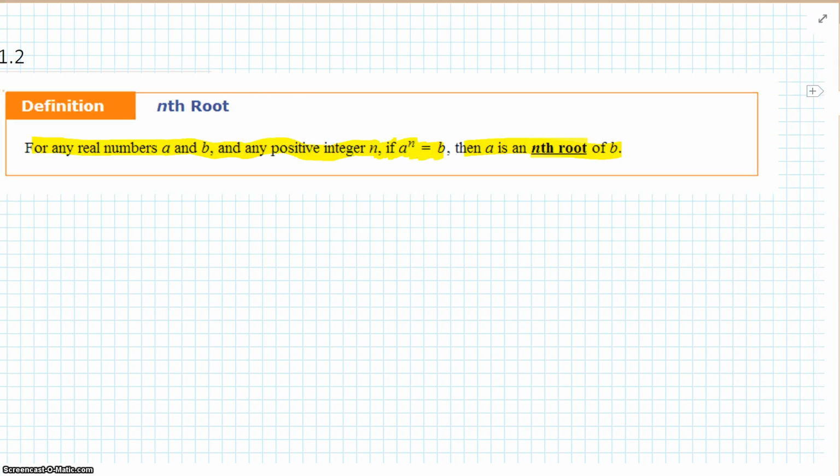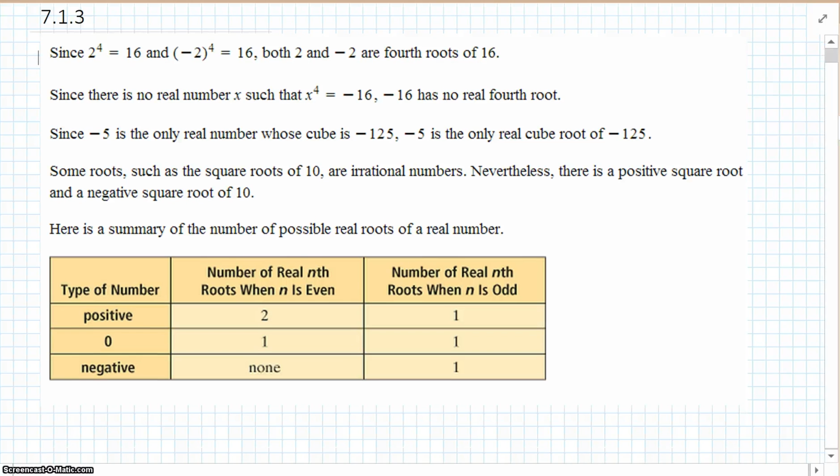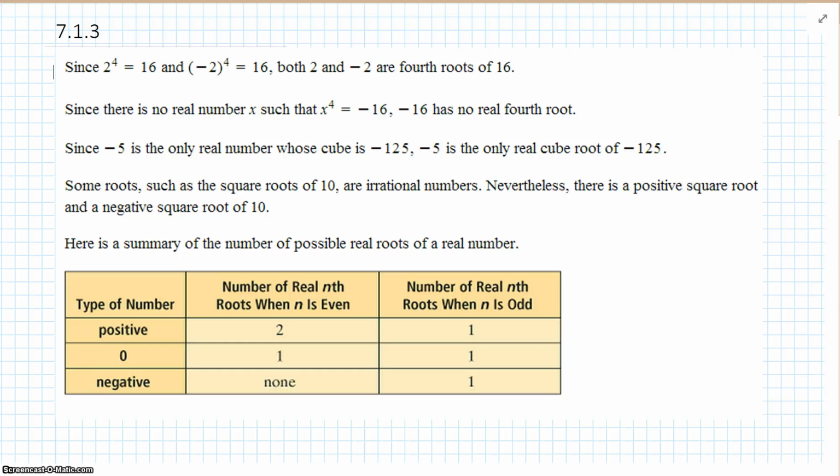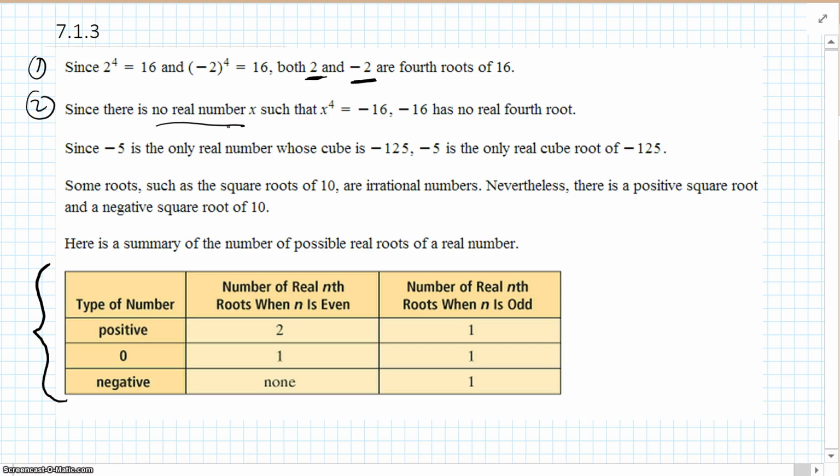Alright, let's go back through and finish things out. Now I'm going to talk to you about 5 different examples, and then we're going to use a table. Since 2 to the fourth is 16 and negative 2 to the fourth is 16, both 2 and negative 2 are fourth roots of 16. That's the first example. But there's no real number x such that x to the fourth equals negative 16. So negative 16 has no real fourth root.